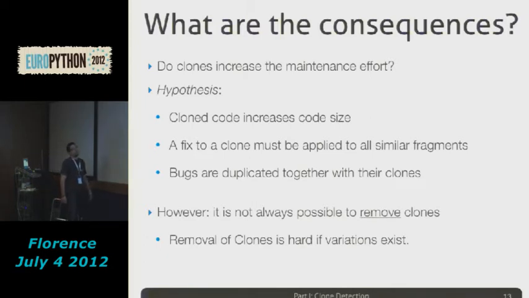But anyway, the hypothesis about the maintenance consequences of clones is that code clones increase code size. In general, if you have to fix a bug in your system, you should fix the same bug in all the replicated versions. However, nothing comes for free. It's not always possible to remove clones. In general, you may think, well, if I have two different functions with subparts that are shared between them, I may apply extract method, for instance. I may extract the common part into another method, and then remove the clone. This is not the general rule. It depends. The removal of clones is hard if variations exist, in particular if there are the so-called type 3 clones.